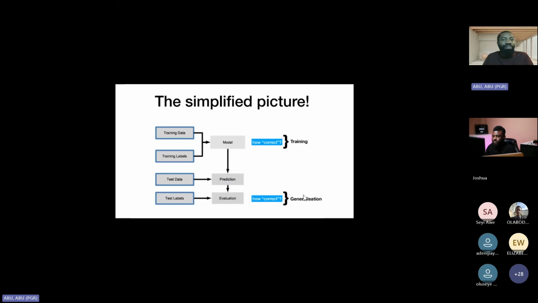That's just the picture of machine learning. You have a particular set of data that you use for your training, and then you bring in new data that it has not seen before. If it's able to give you appropriate predictions for that new data, then we say it is generalized. That's just the simplified picture of machine learning.